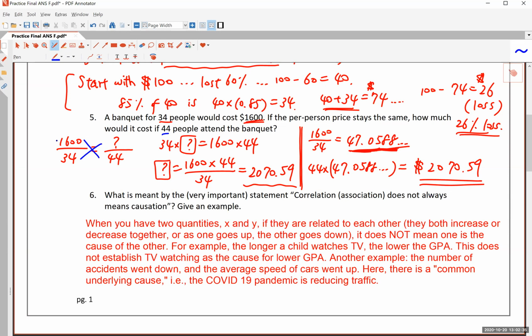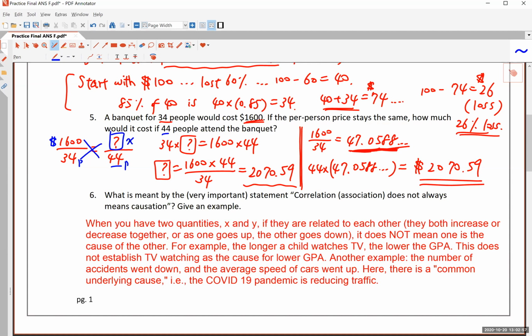And so the proportion is $1,600 for 34 people, and so question mark dollars for 44 people, right? And so you have 1,600 divided by 34 is equal to question mark. If you're a fan of algebra, you can call it x and divide by 44.